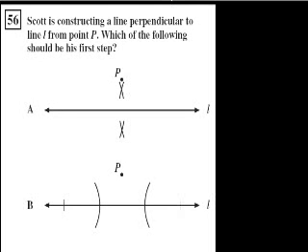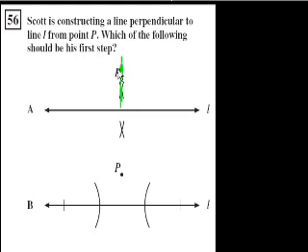We are on problem 56. Scott is constructing a line perpendicular to line L from point P. Fair enough. Which of the following should be his first step? So he wants to draw a line that looks something like this. He wants to draw it going straight up through the point P. And so how do you do that?